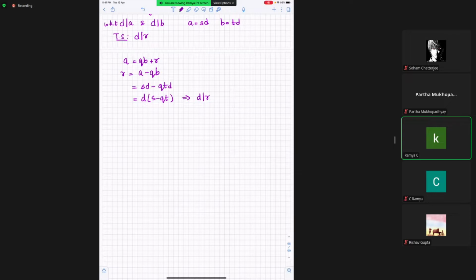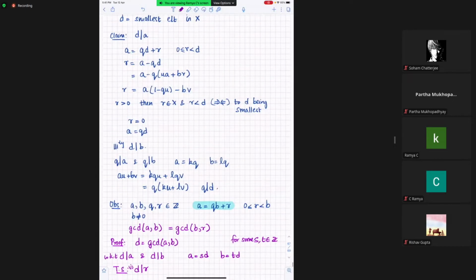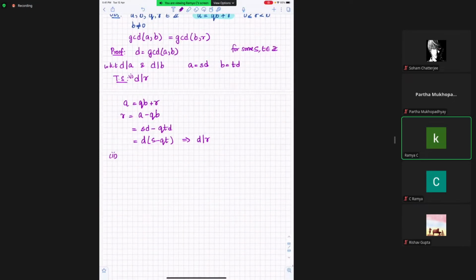So what can you do now? What else do you need to prove? That it's divisible. Is this clear, by the way? I thought this was simple, so it should be clear. So if I want to prove that D is the GCD of B and R, what is the other thing I should prove? If C divides B and C divides R, then C divides D. Correct. So let's prove that.